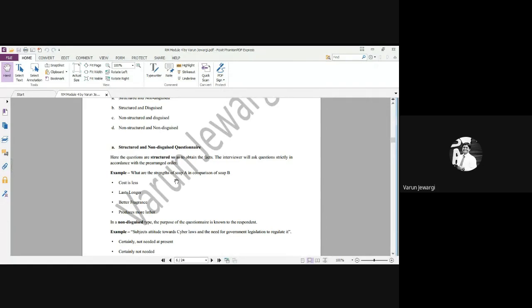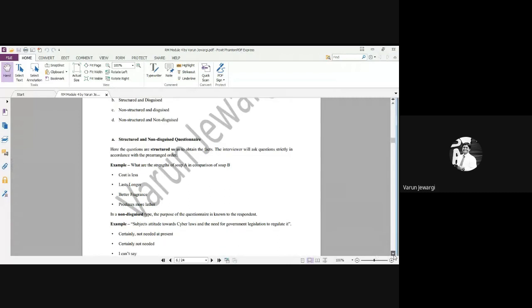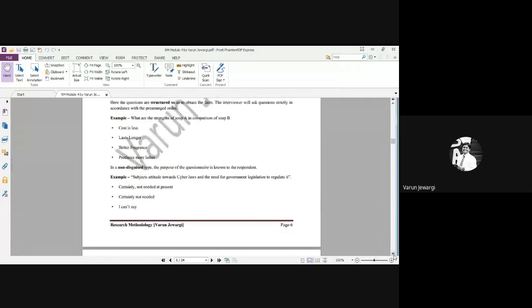Very well arranged. In a non-disguised questionnaire, please understand the type, the purpose of the questionnaire is known to the respondent. Example, students' attitude towards cyber laws and the need for government legislation to regulate it. Over here, the question is structured so as to obtain the facts, and the interviewer will ask the question strictly in accordance with the pre-arranged order.